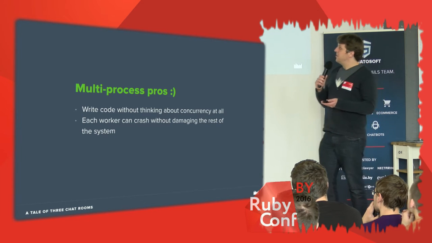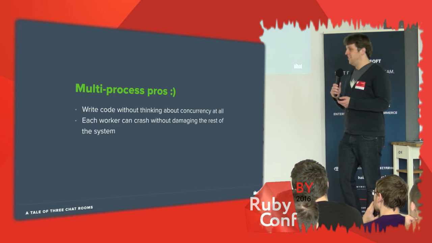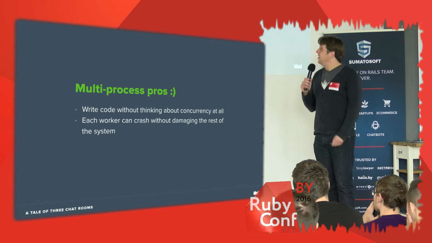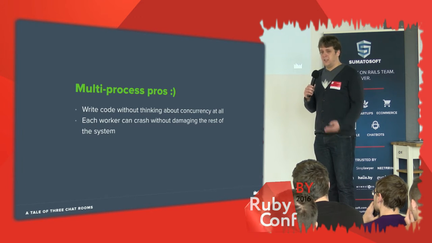There's a couple of pros to this approach. So one pro is that you basically don't have to think about concurrency at all, because if you fork, then the OS will just load balance everything, and there's no potential for error there.